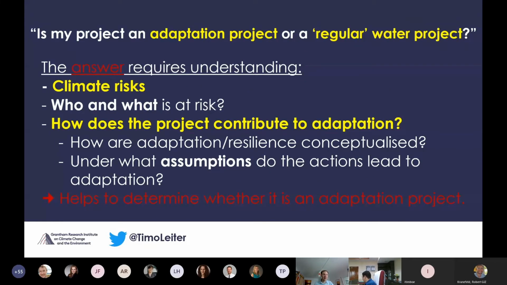answering this question requires an understanding of the particular climate risks that are relevant in your particular area or project space. It also requires answering who is at risk, as different population parts may have different levels of vulnerability, and what is at risk. And the key to answering the question is understanding how far your project contributes to adaptation or to resilience, and what assumptions are being used in that conceptualization. And next slide, please.